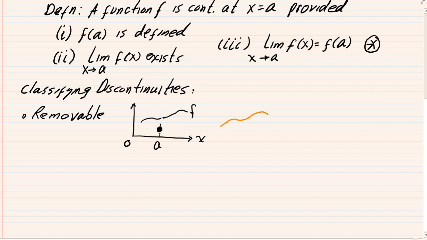But again, we don't have to do that. We can just make it at some arbitrary point, but the point could be the missing point in the graph of the function. So in that sense, that's why it's removable.